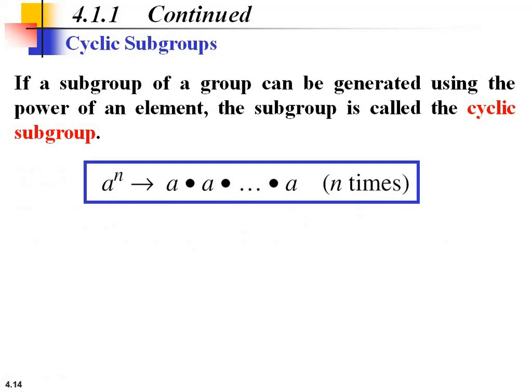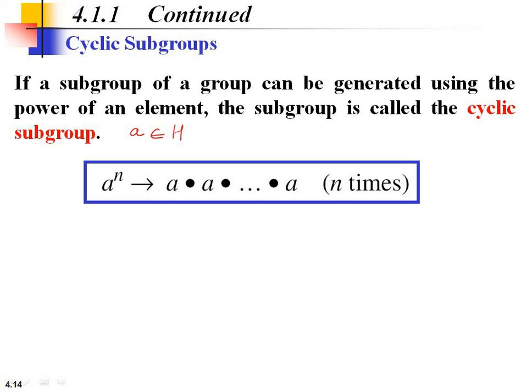Next are the cyclic groups. If a subgroup of a group can be generated using the power of an element, then the subgroup is called a cyclic group or cyclic subgroup. Suppose we have an element a that belongs to that subgroup H, and all the elements of H can be generated by the powers of a, a to the power n. Then we say that the subgroup is a cyclic subgroup.